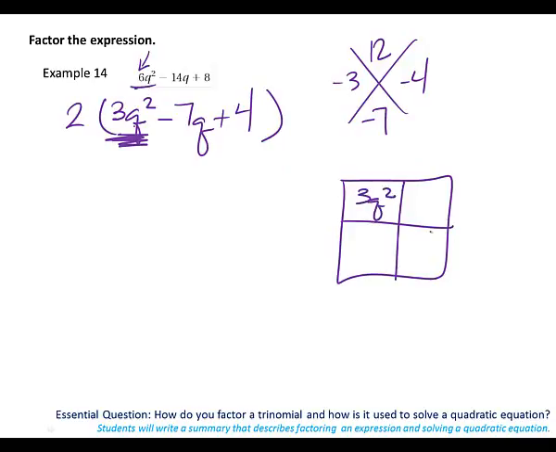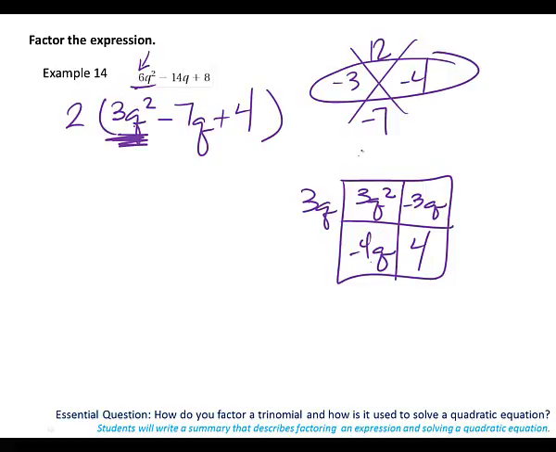The 3q squared in the top left, 4 in the bottom right. I'm going to take these 2 numbers from in here: negative 3 followed by a q and negative 4 followed by a q. All right. What times what is 3? 3 and 1. Is 3 going to divide the negative 4? No. Is 3 going to divide the negative 3? Yes. So 3q and 1q. How many times does 3 divide negative 3? Good. How many times does 1q divide negative 4q?